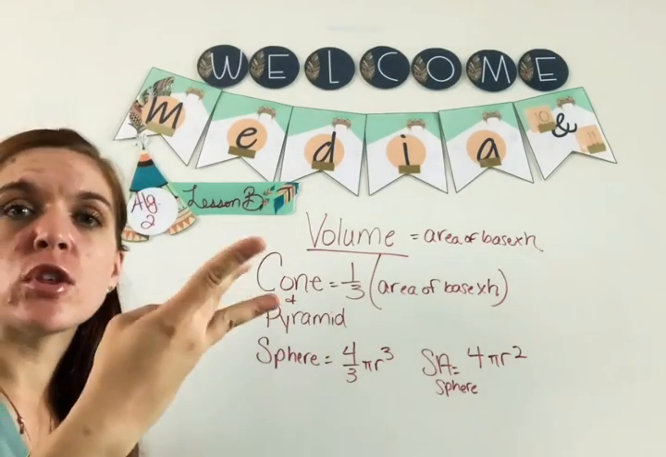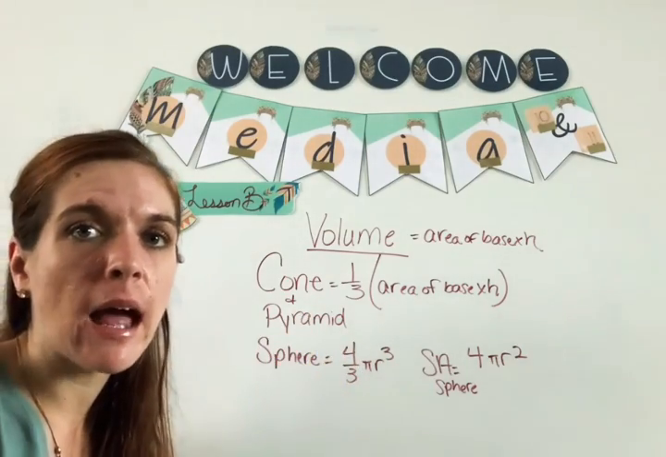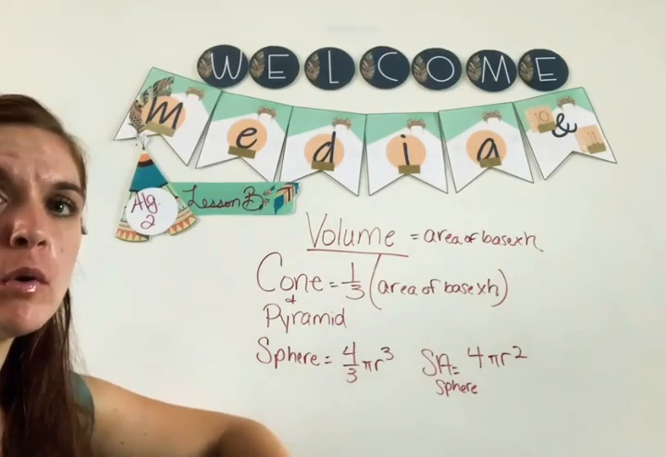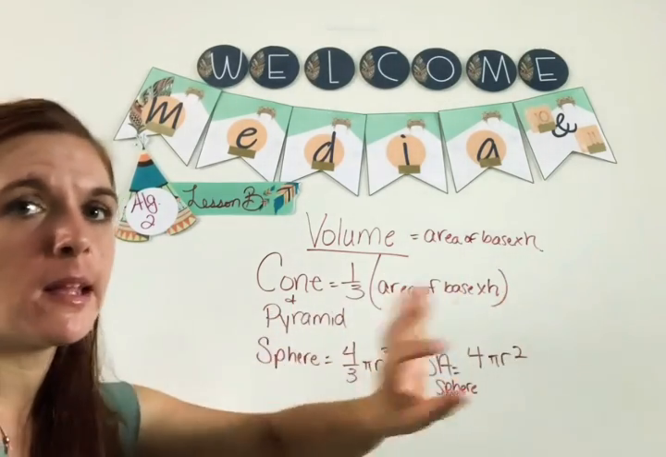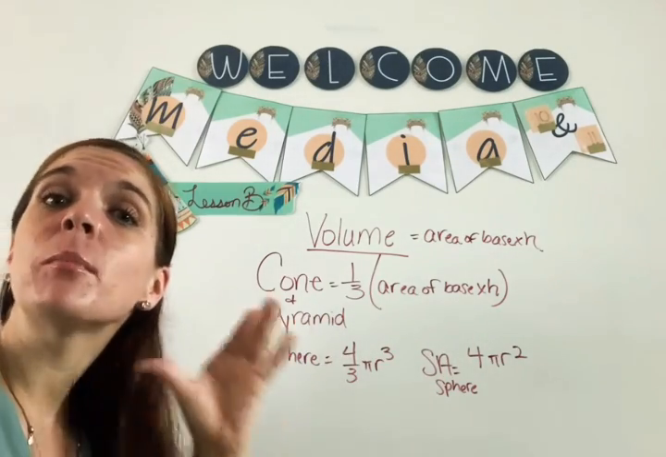Which means there's 3 dimensions. It's not just like length times width. Now it's length times width and height. The height matters for the volume. So just to go over your volume formulas with you, you have volume equals the area of the base times the height. That is your forever formula, area of the base times the height. But there's certain shapes that doesn't apply for.